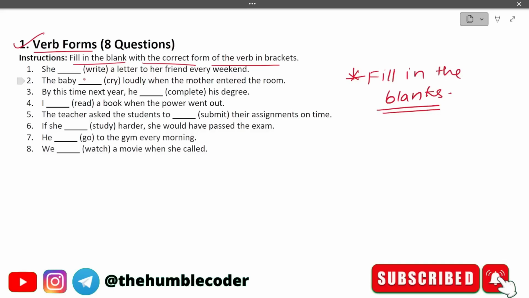Okay, we need to fill in the blanks with the correct form of verb. Let's see the first question. She ___ a letter to her friend every weekend. The correct answer in this case for the first one is going to be, she writes a letter. Basically the answer is writes. A letter is already there in the sentence.